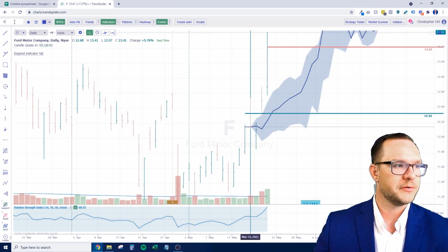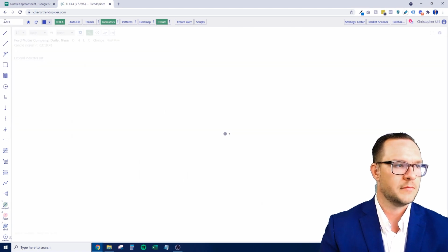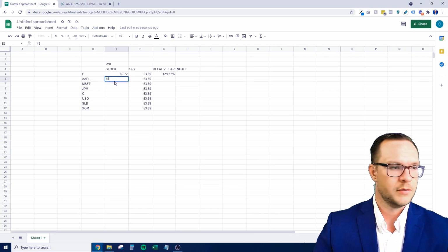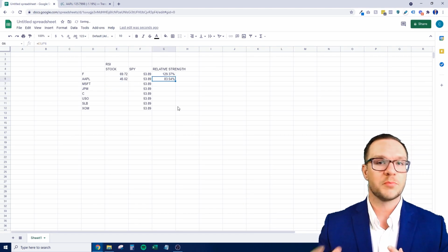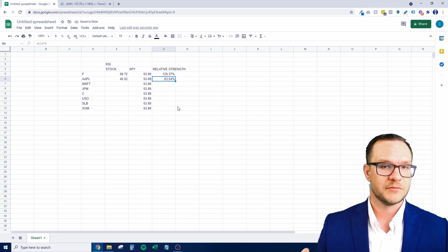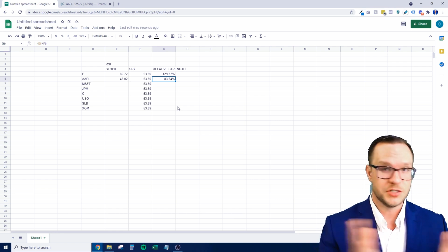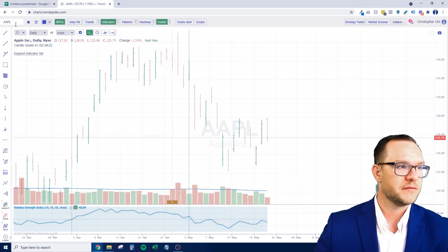Now let's look at Apple. The current RSI is at 45.02. That means Apple is underperforming the S&P 500. That means the relative strength of Apple is not as strong as the relative strength of just buying the market. Let's do Microsoft.